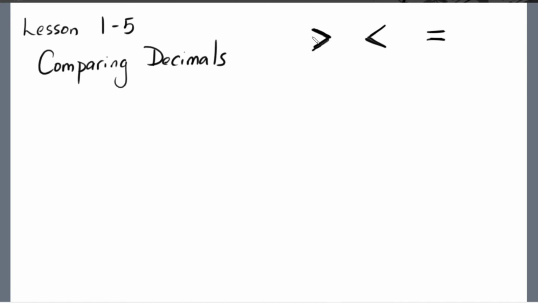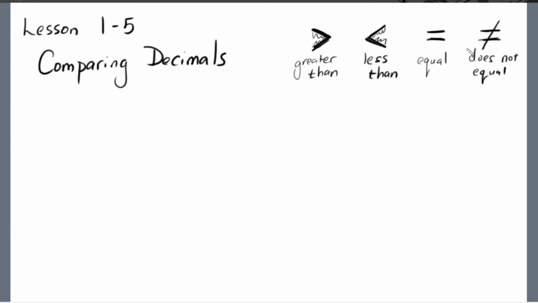So this symbol right here is the little alligator eating the left side. That's greater than. This symbol right here, the little alligator going to the right, that's less than. This right here means equal. Now, I'm going to give you a bonus one. If I put an equal here and I cross it out like that, this means does not equal. We won't be using this one as much, but I do want you to know that one exists.